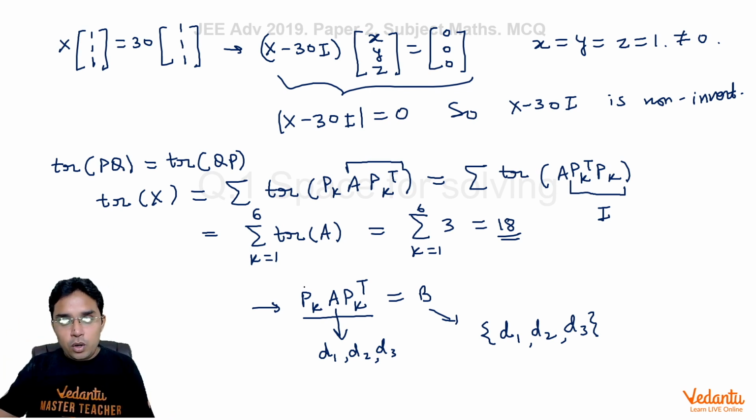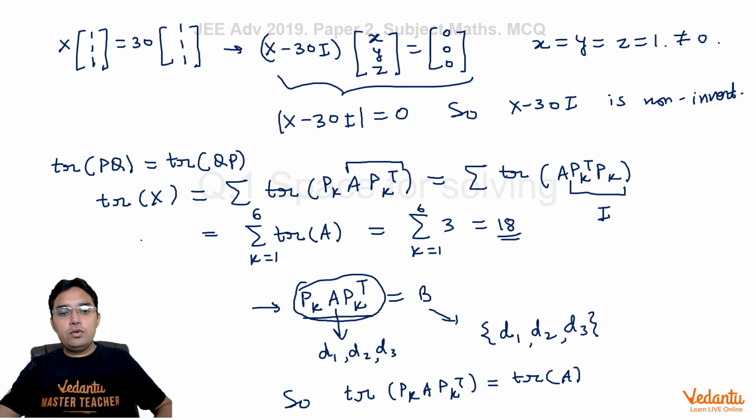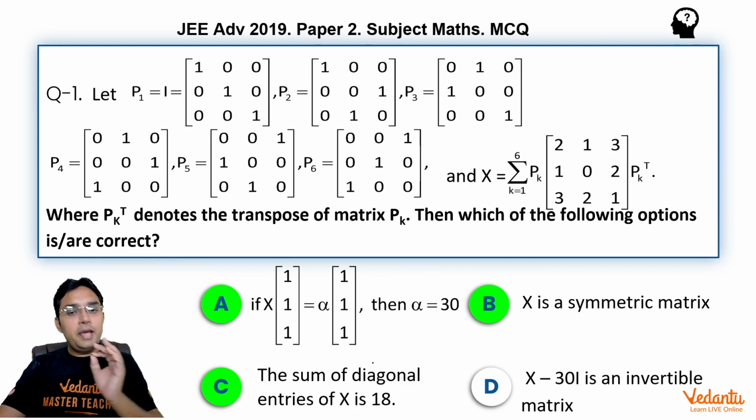So for all such terms, their trace is going to be the same as trace of A. So this trace of pk A pkt will be the same as trace of A only. And this I have already used in my first method, so the answer will remain 18. So the answer for this question should be A, B and C. So this completes my solution of this question.